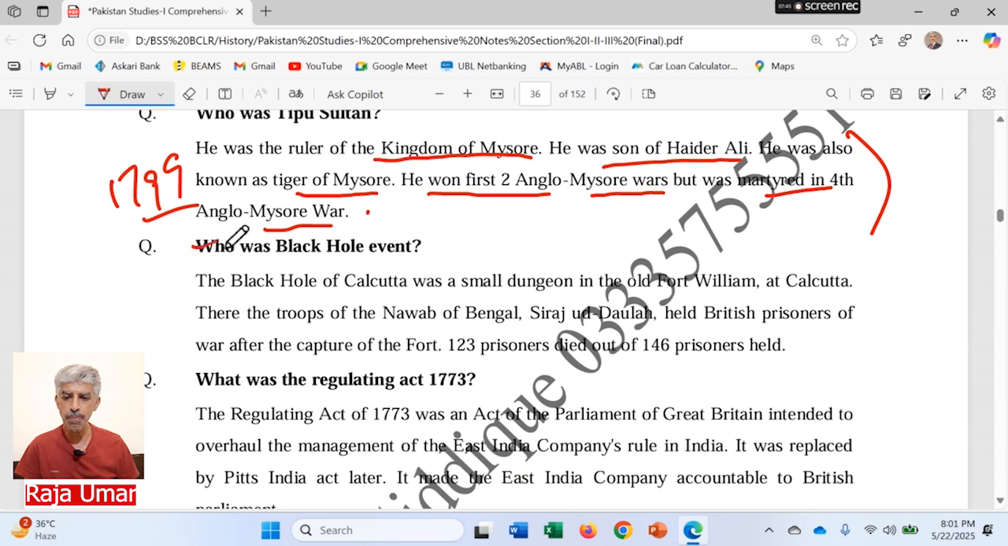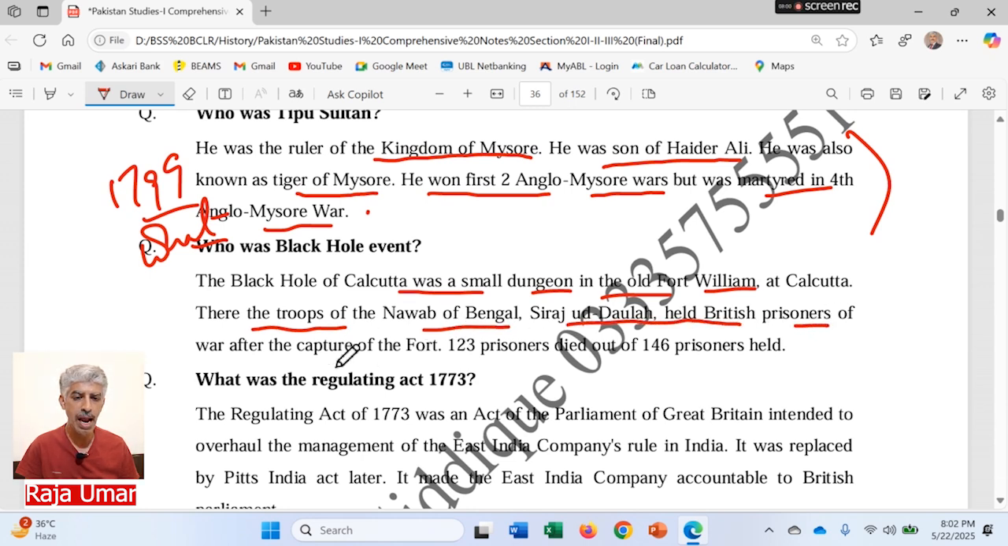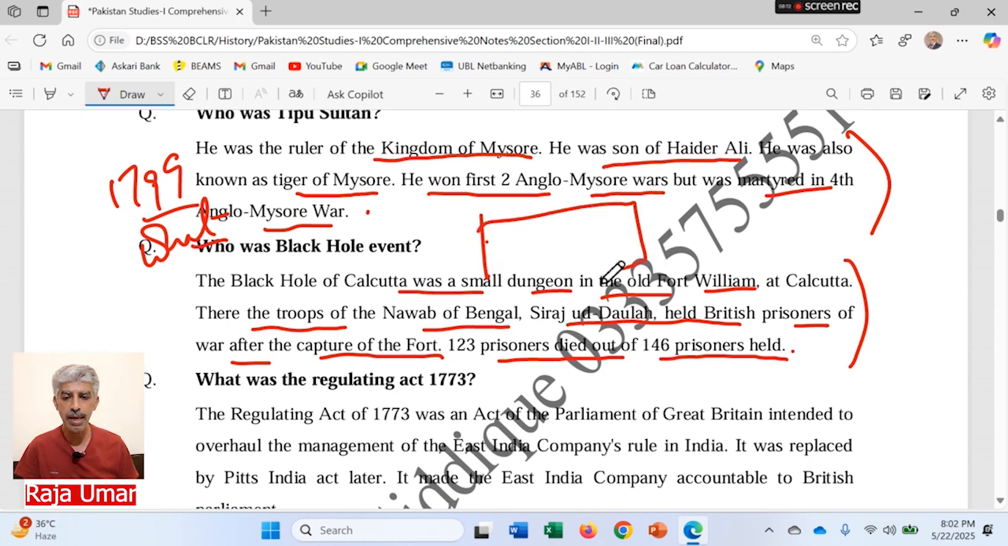What was the Black Hole event? The Black Hole event of Calcutta was the small dungeon in the old Fort William at Calcutta. There the troops of the Nawab of Bengal, Siraj-ud-Dowla, held British prisoners of war. After the capture of the fort, 123 prisoners died out of 146 prisoners held over here, as there was a small hole in a small compound, and people were suffocated inside that compound, and they died because of lack of oxygen inside. So 123 prisoners died over there.